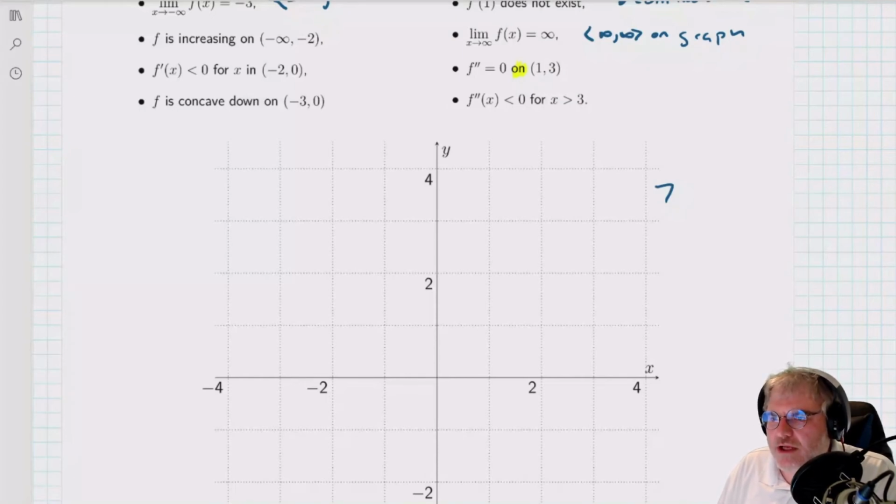Okay, so let's take a vote. Vote for f double prime equals 0 on 1, 3. Is 1, 3 a point, or is 1, 3 an interval? Let's see, 1, 3 point, and 1, 3 interval. I really need a peer leader for this, right? So she can do or he can do this.